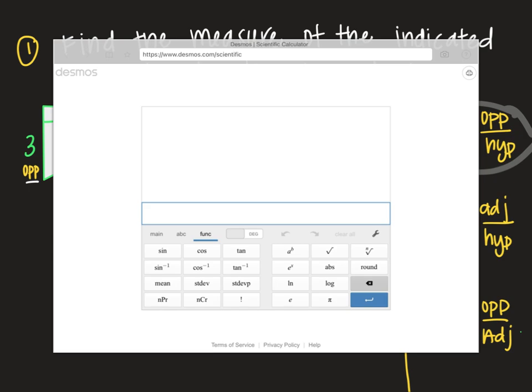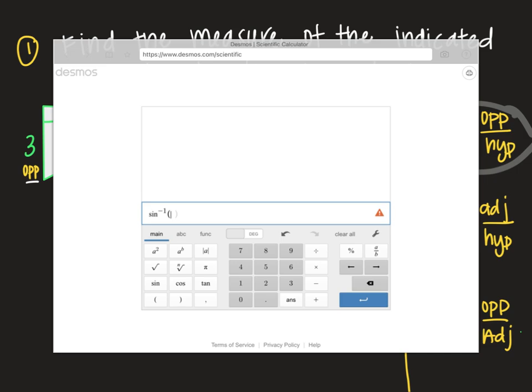So I had sine, so I used inverse sine, and then the parentheses already show up there. Now I have to go back to the main keyboard to type in my fraction, so I do 3 divided by 7. It shows up like this. You see my answer is 25.37.